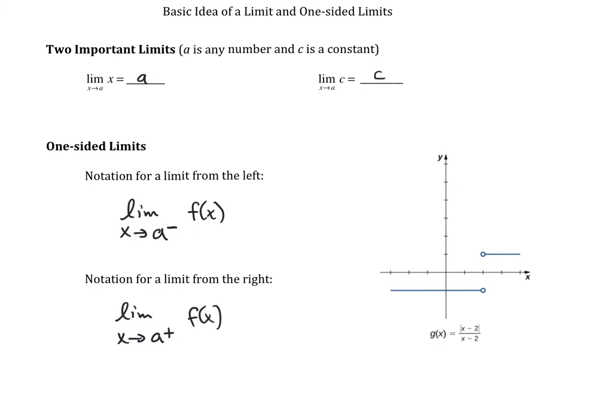And the reason why we call it this way is, you know how the negative numbers are on the left. So if you're coming from the left, it's like you're coming from the negative side. On the other hand, if you're coming from the right, you're coming from the positive side because the positive numbers are on the right side of the x-axis. So coming from the right gives you a positive sign like that.